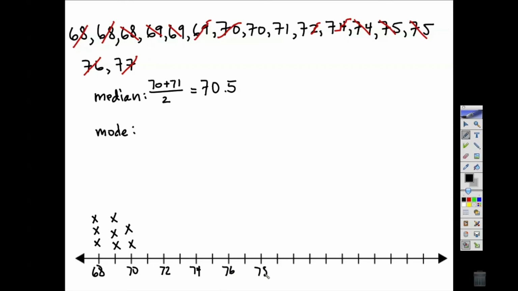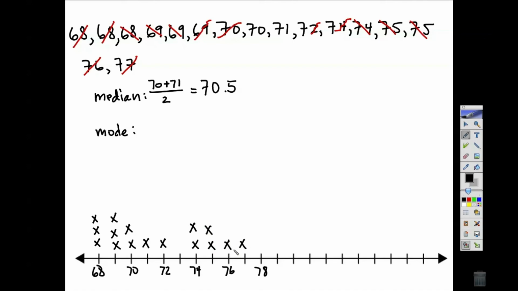I forgot to number these increments. This is 76, this is 78, and I'm not going to go any higher than 78. 77 is the highest. 70 happens twice, 71 once, 72 happened one time. There's no 73, 74 happened 2 times. 75 happened 2 times. 76 once, and 77 once.